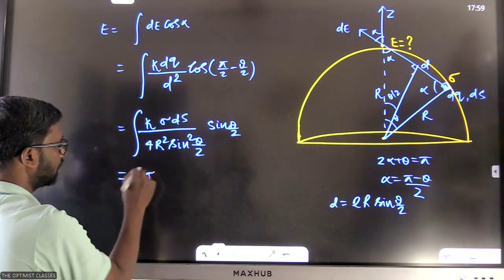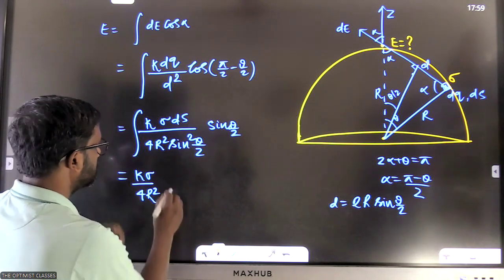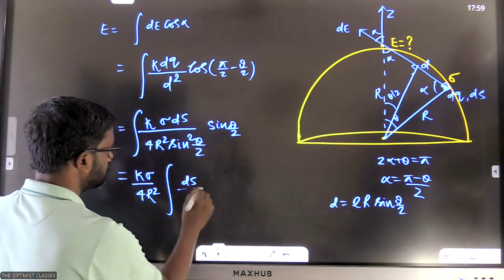In this integration, we get k sigma outside, divided by 4r squared, also outside. One sine theta by 2 will cancel out. So you will get here the integral of ds divided by sine theta by 2.